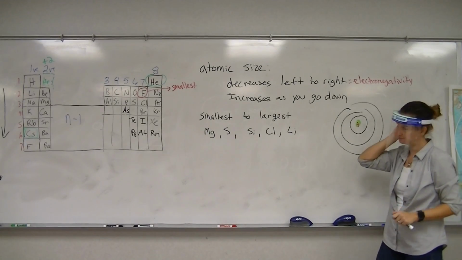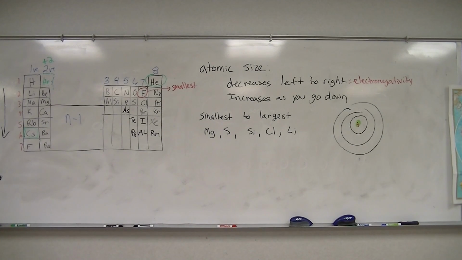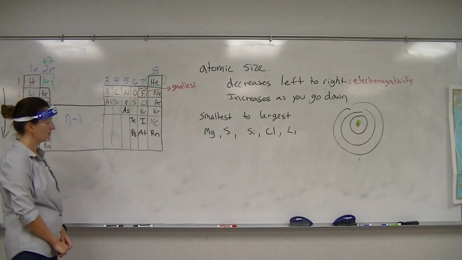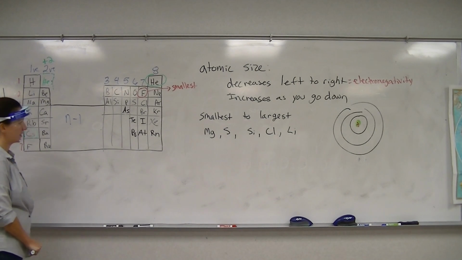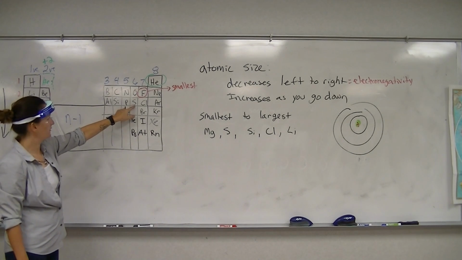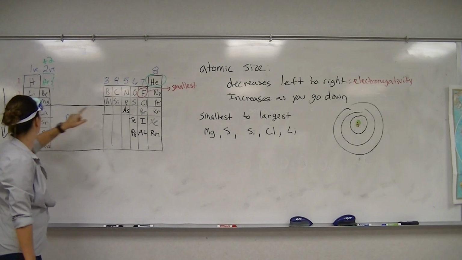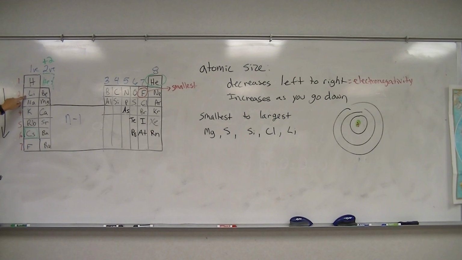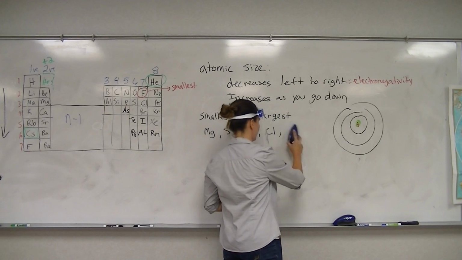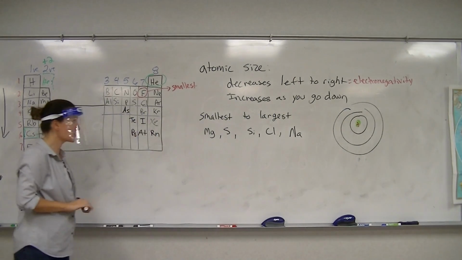So these atoms. Out of those atoms, which one's the smallest? Well, let's look at them to begin with. We have magnesium here. Sulfur's here, silicon, chlorine, and then lithium's up here. I don't know why I put lithium in there, I meant to put sodium. All right. So how do we figure this out?